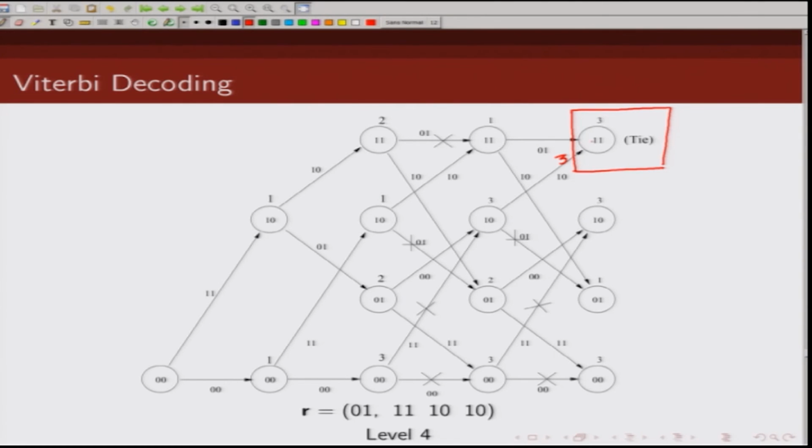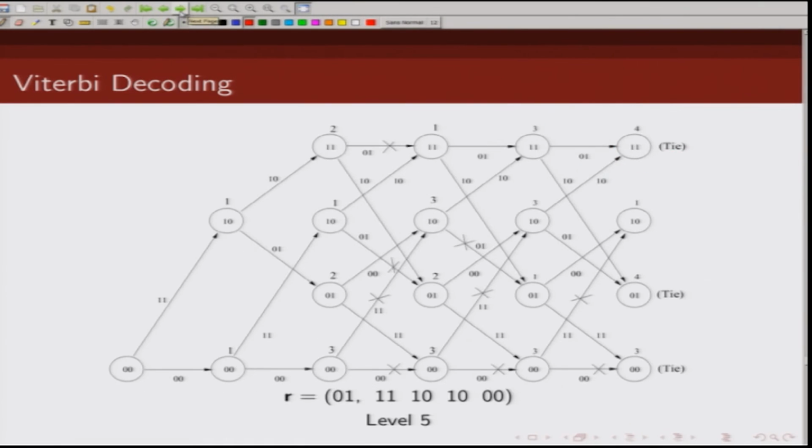Now, let us look at this. The partial path metric here is 1 and this is 0 1, so 0 1 and 1 0. So, this Hamming distance is 2. 1 plus 2 is 3. So, note here both the paths have the same path metric. So, there is a tie. What do I do when there is a tie? In this case both the paths are equally likely, so I can just pick any one of them. So, this process is going to be repeated. So, I will continue with this process.